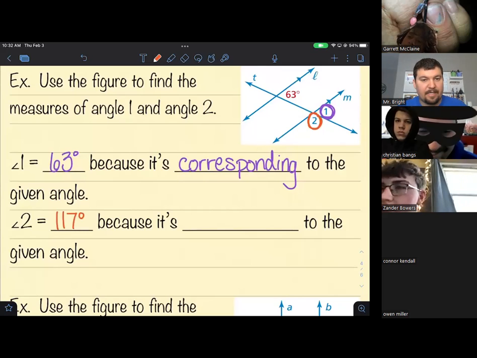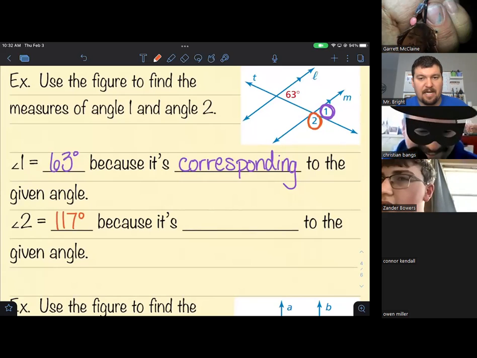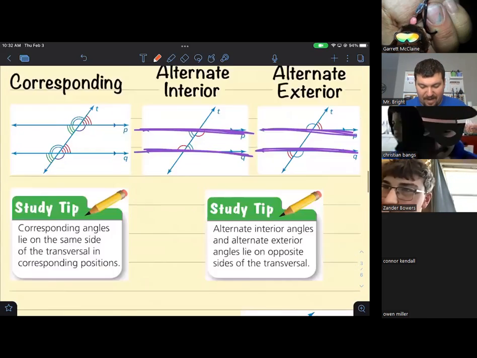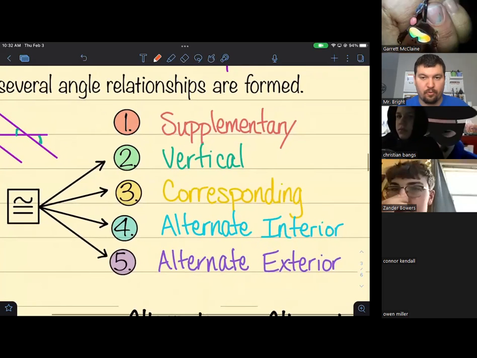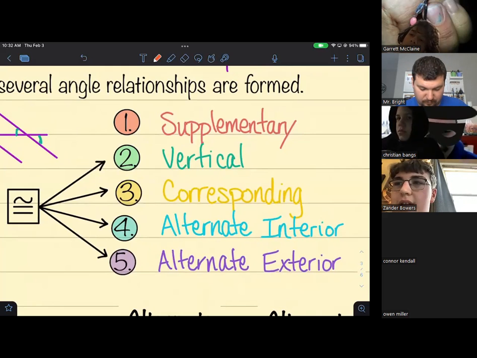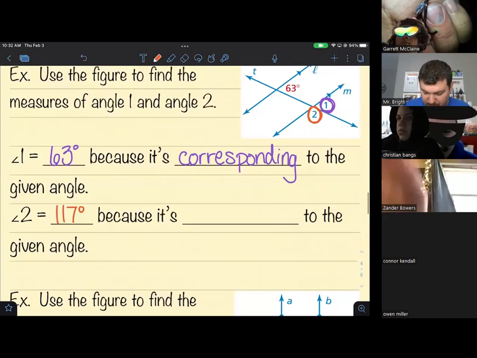And is it congruent to the 63-degree angle? Is it the same size? No. No, definitely not. So that eliminates 4 of the 5 options. So what's the only angle relationship that we have, Xander, that's not a congruent relationship? Vertical. That one is congruent. Oh, wait. Supplementary. Yeah, it's supplementary.